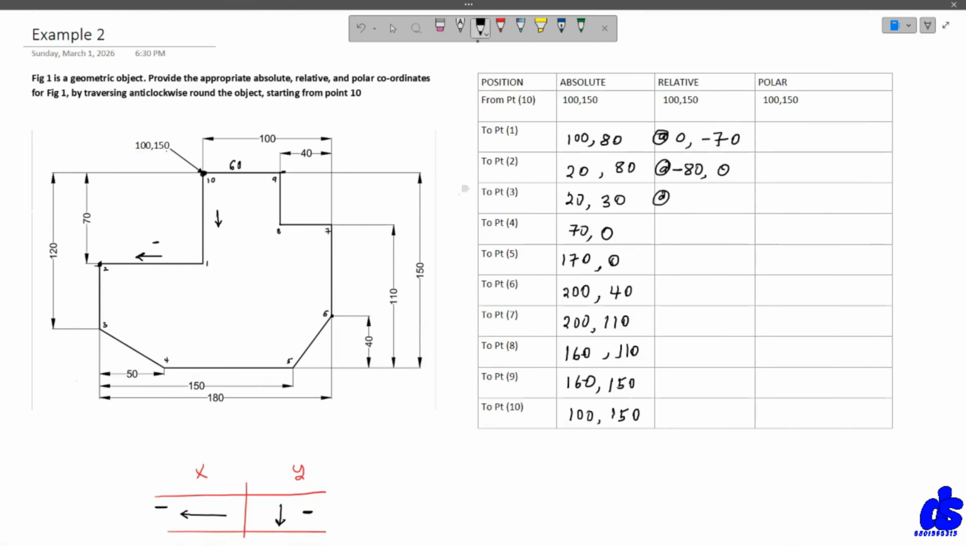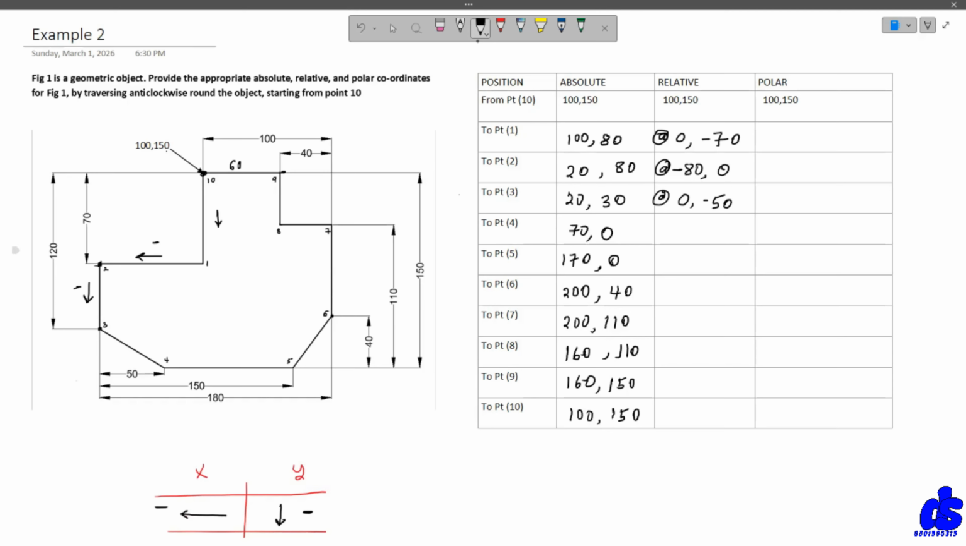Let's go to point 3. For point 3, is there a change in x? No, there's no change in x. It's on the same line. So x is 0. But there's a change in y. And y is changing by 120 minus 70, which is 50. But it's moving downwards, so it's going to be negative. So it will be minus 50.